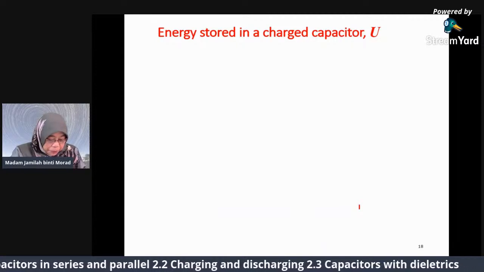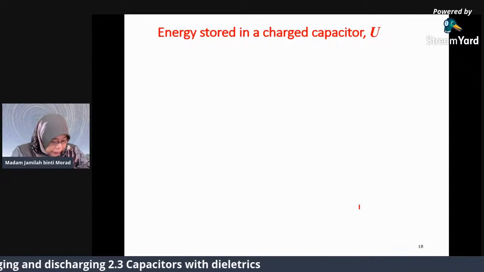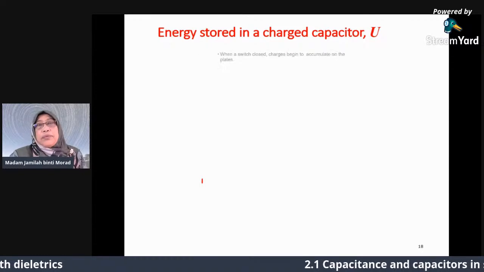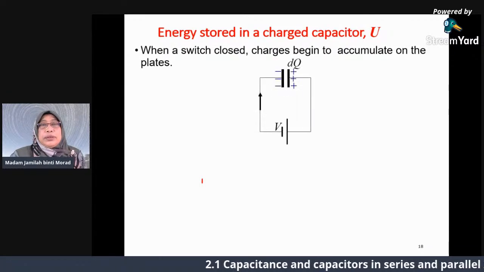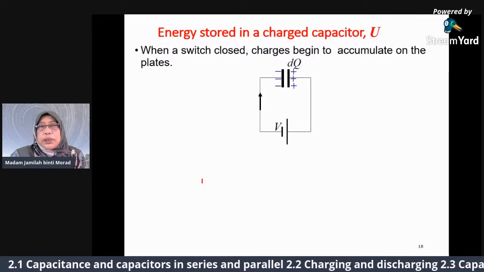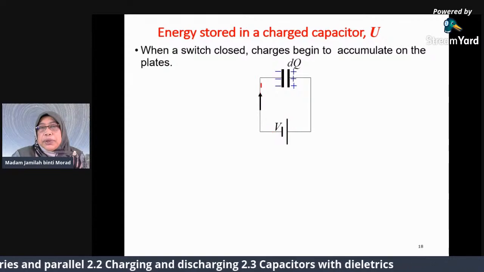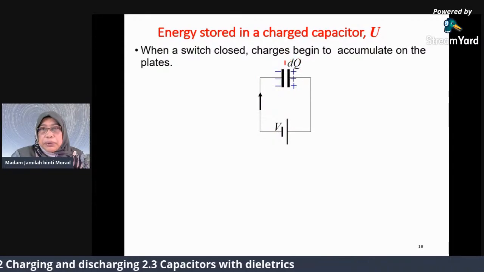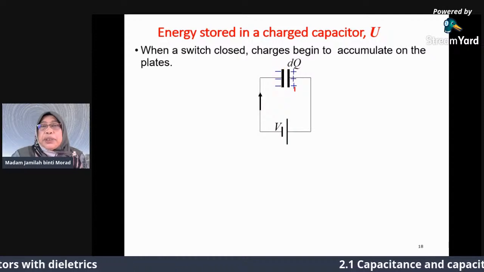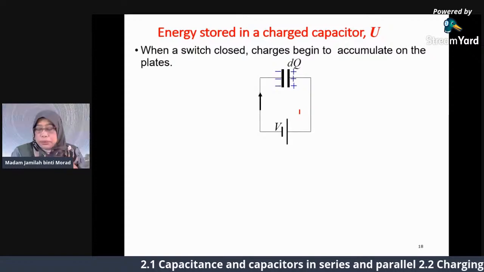We are still in subtopic 2.1. The third objective is to use the energy stored in a capacitor. When the switch is closed, charge begins to accumulate on the plates of the capacitor. Charge flows from the battery to the plates of the capacitor, so the plates will have positive charge on the positive terminal and negative charge on the negative terminal.